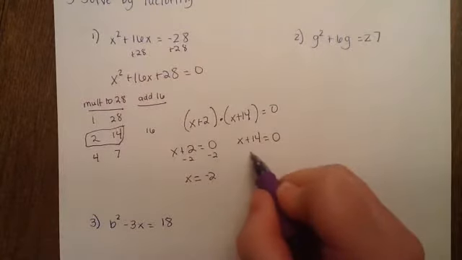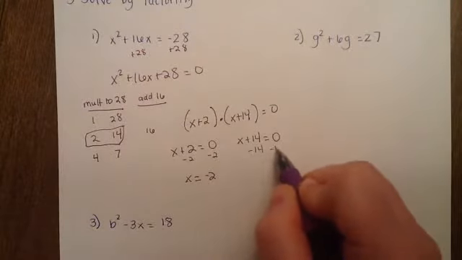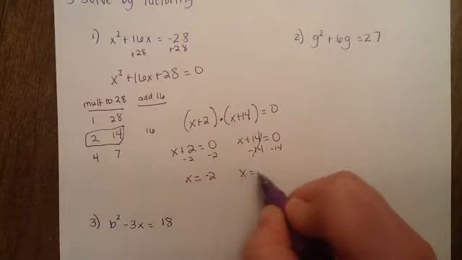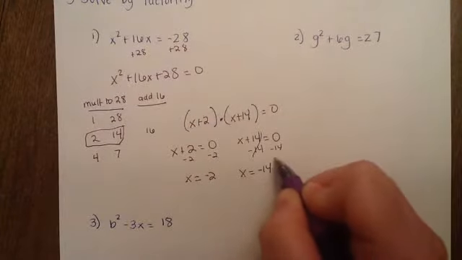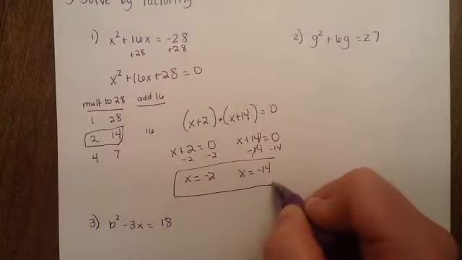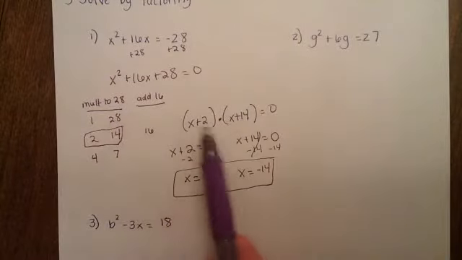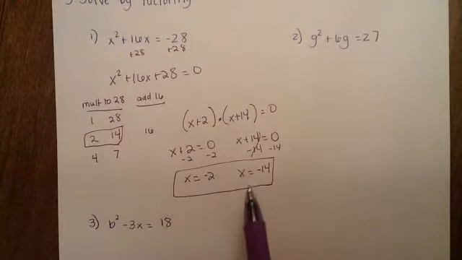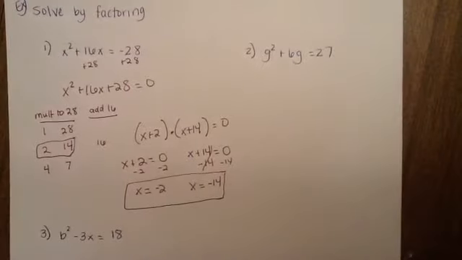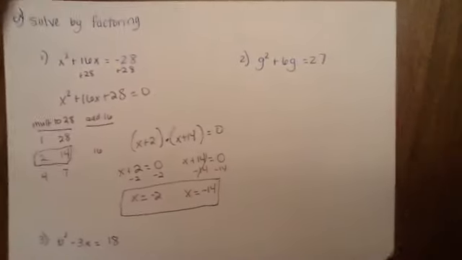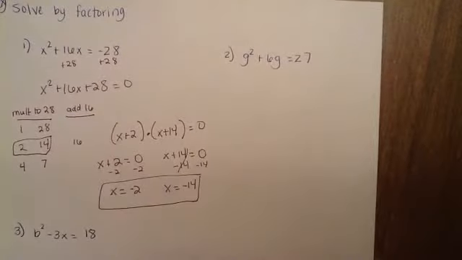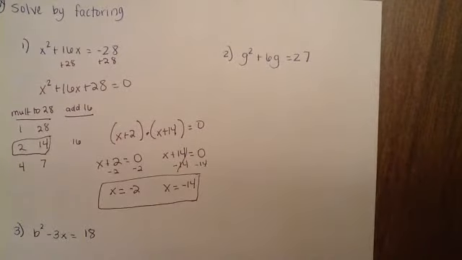And what about here? Minus 14, x equals negative 14. So my answer, negative 2 and negative 14, would both make that 0. So you're going to factor it, and then set each piece to 0 and solve. Try this next one on your own. Let's see how you did.